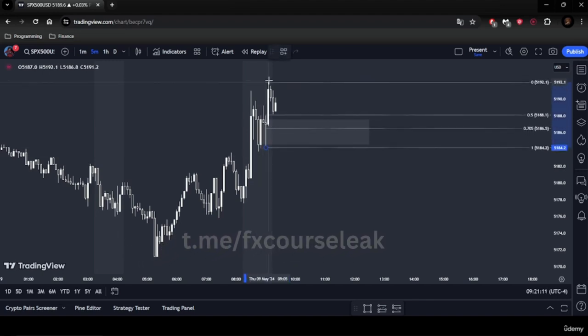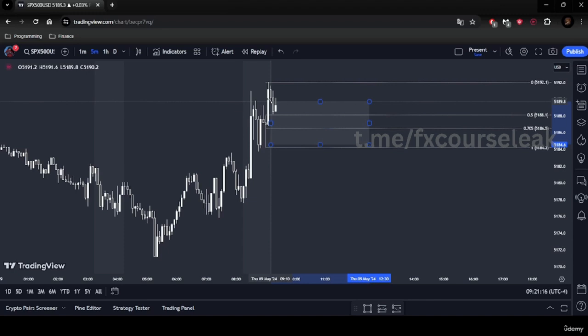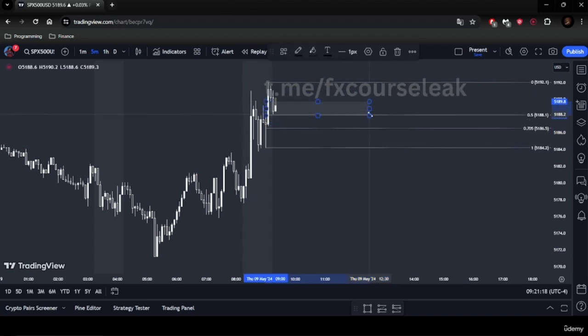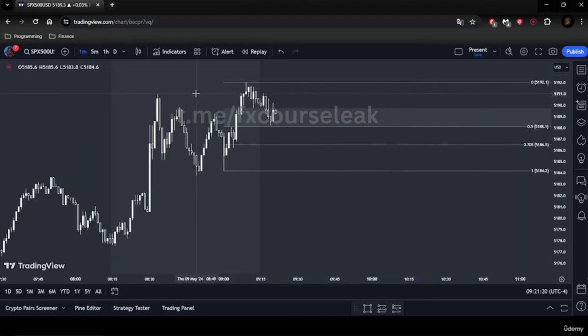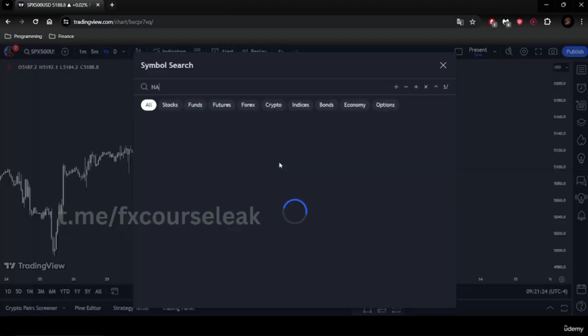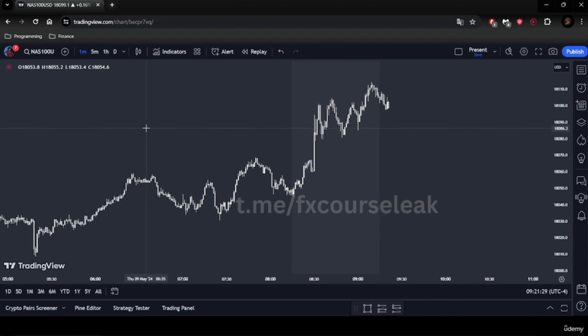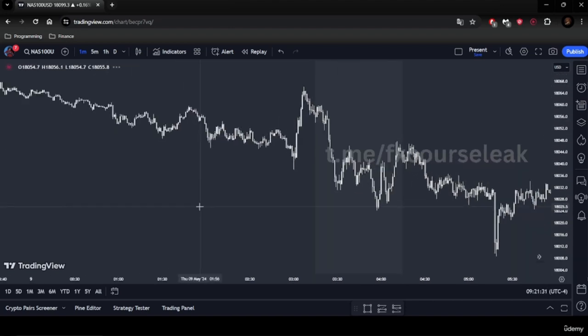Nevertheless, if we use this, we can see it might not even go for the order block. It might just tap into the fair value gap and continue higher. Okay, in this case scenario. Let's change to another pair, Nasdaq. Okay, let's go to the 1 minute so you can see how it works even on the 1 minute.